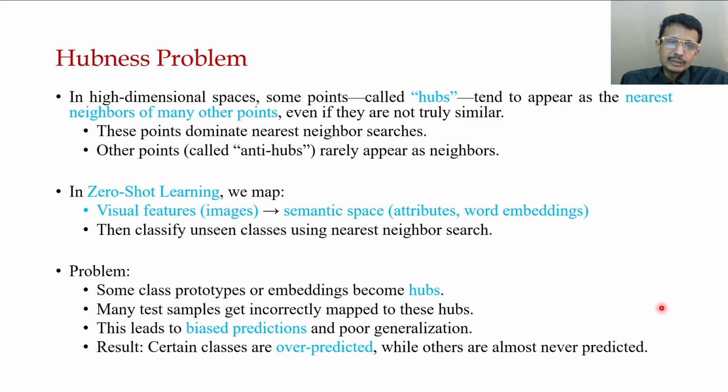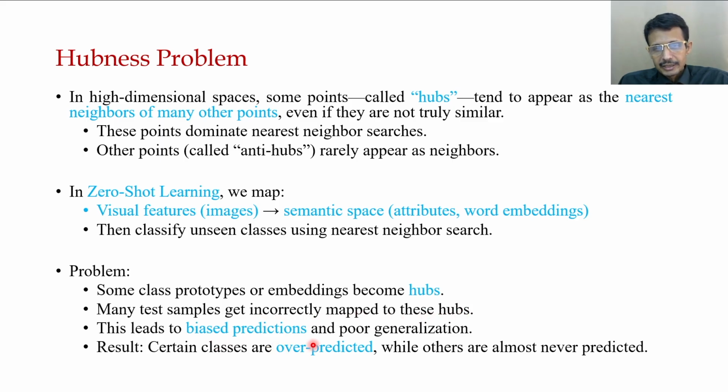Generally in zero shot learning, we map the visual features of the image to the semantic space, the attribute matrix, then classify unseen classes using the nearest neighbors. The problem happens when some class prototypes or embeddings become hubs. Hubs are where some space or clustering has a high probability of unseen classes. So many test samples get incorrectly mapped to these hubs.